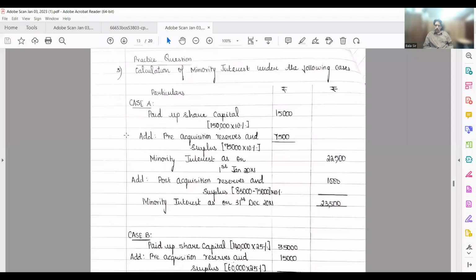Yes, sir. The handwritten, right? Yes, sir. What is the first line? Calculation of minority interest under the following cases. Particulars, amount. Okay. Case A.